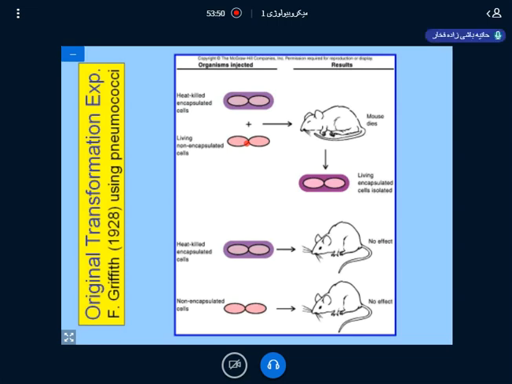You know, this is Streptococcus pneumoniae. It causes pneumonia. Streptococcus pneumoniae, or pneumococcus. If we have pneumococcus with capsule, it is immunogenic and makes disease.